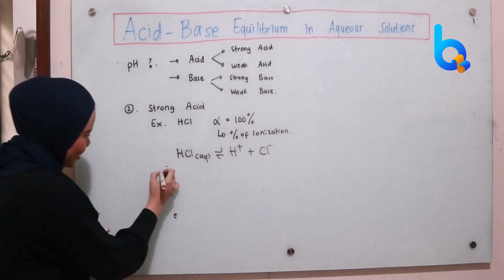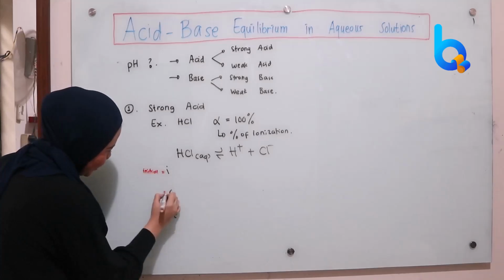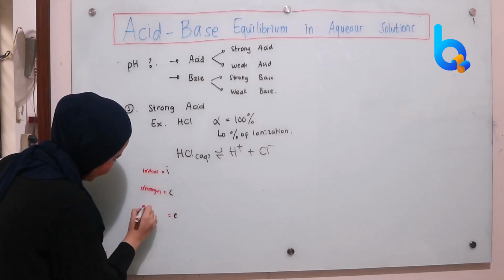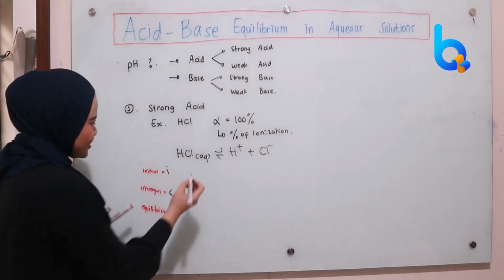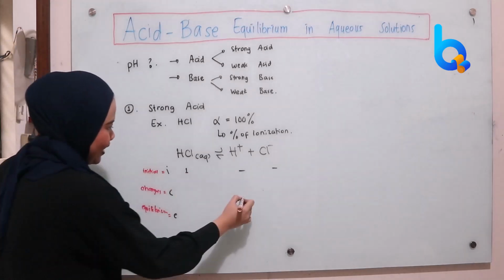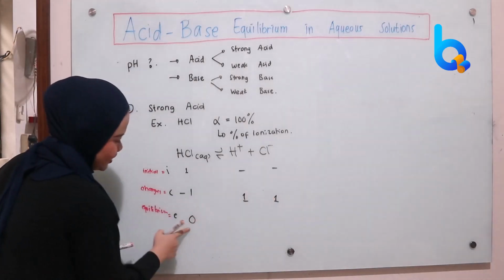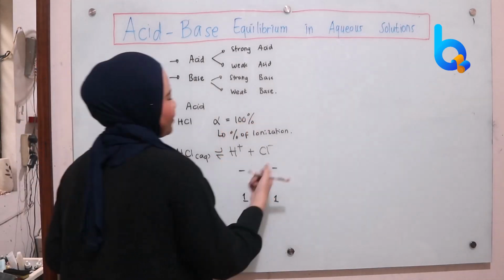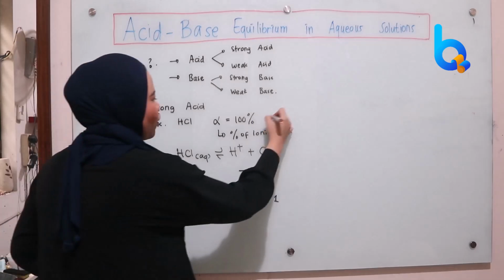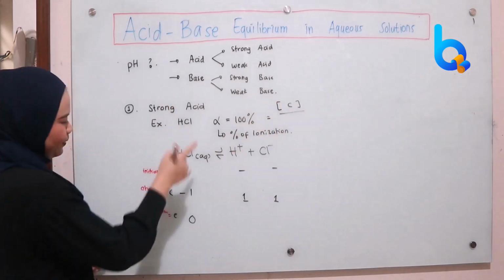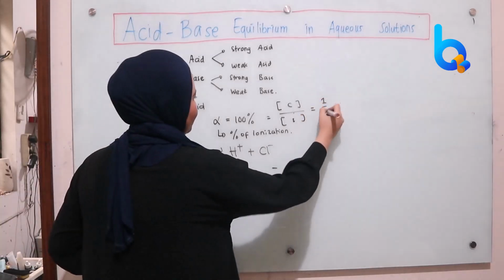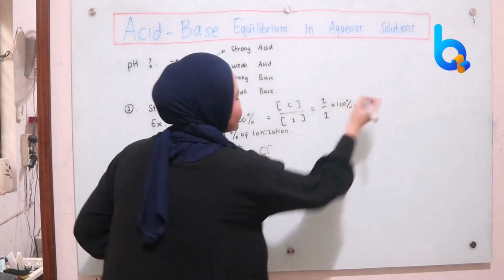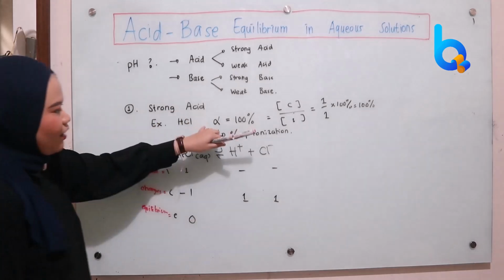I is initial, C is change, and E is equilibrium. Okay, so if I just make an example, it's this one, and it's also one, and it's zero. This is when we call 100% ionization, because alpha is the concentration in the change divided by the concentration in the initial. So 1 equals 1%. Okay, this is why we call a strong acid alpha 100%.